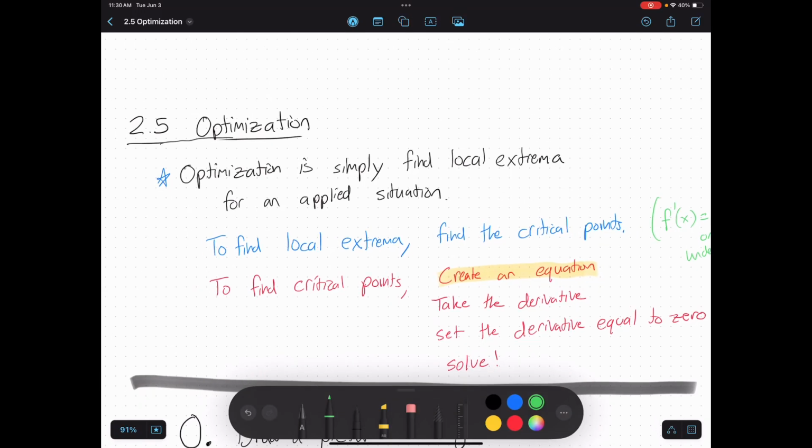Okay, welcome to our next video. This one's over section 2.5, which is about optimization. And this video is going to be different in a couple of ways. First off, you'll notice there's already a bunch of stuff written down.